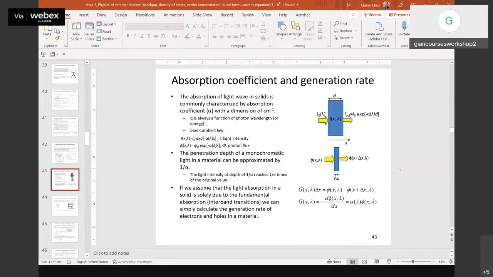Sir, my question is, how can we extract maximum current from the cell without resistive loss? Without resistive losses, yes. Okay, I see.